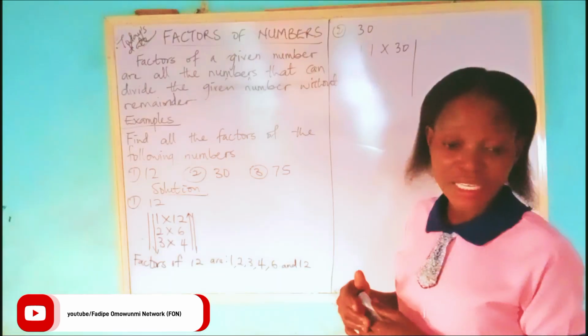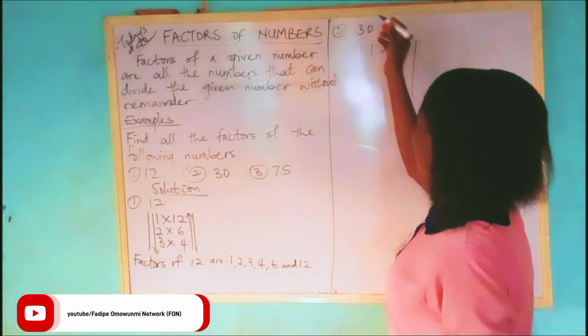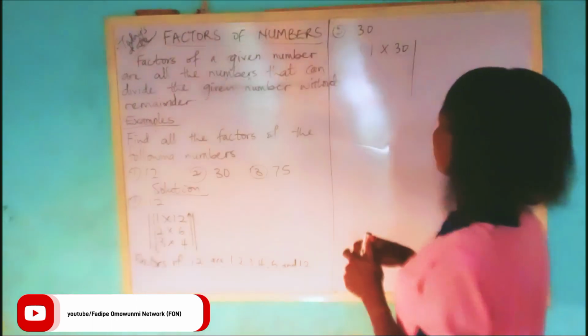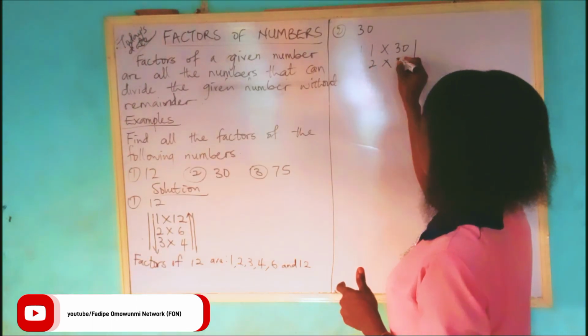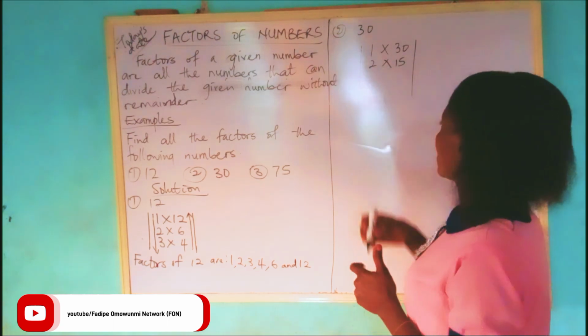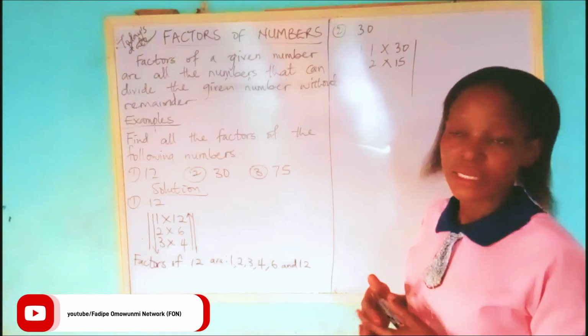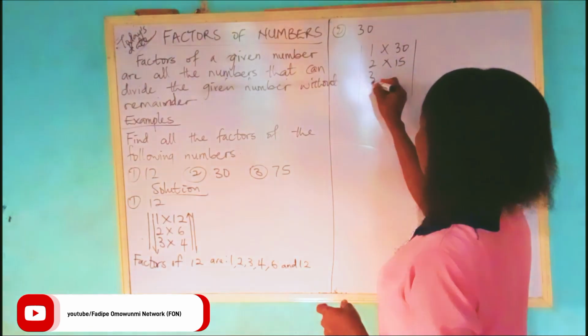After 1, what are we going to write again? 2. So can 2 divide 30? Yes, it can divide without remainder. So 2 times 15. 2 in 30 is 15. So after 2, we go to 3. 3 in 30 is 10. So 3 times 10.